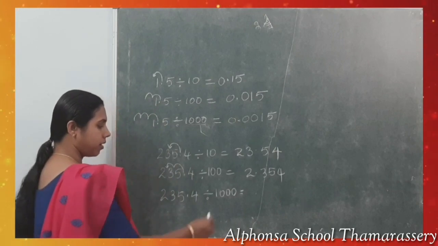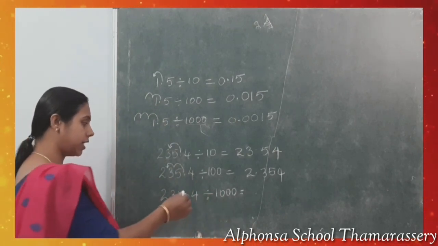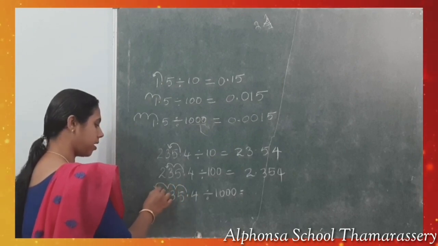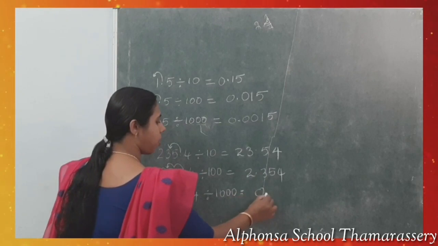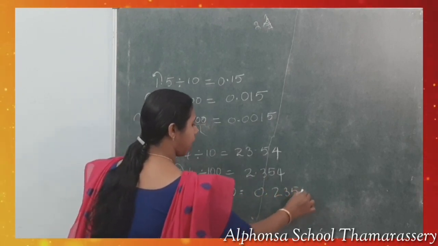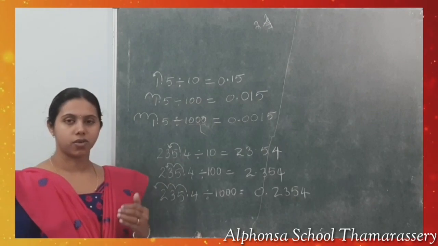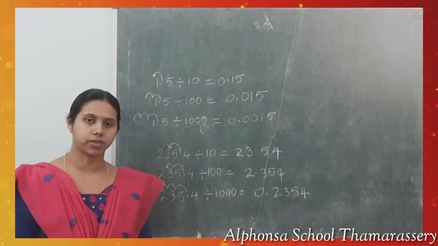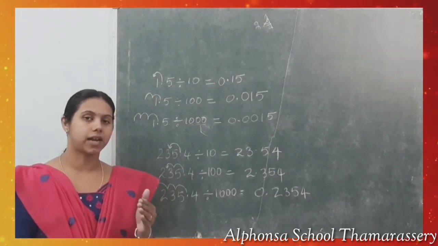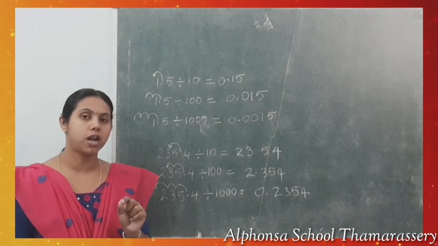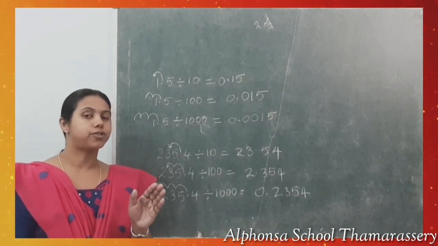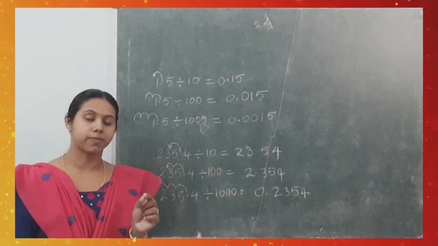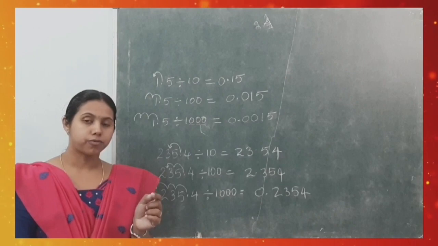2.354. Dividing by 1000, the decimal point will move 3 places to the left. So it will be now here. So 0.2354. So I hope you understand this division of a decimal number by 10, 100 and 1000. Remember, when you're dividing by 10, 100 or 1000, the decimal point will move from right to left. When it is a multiplication, the decimal point will move left to right.